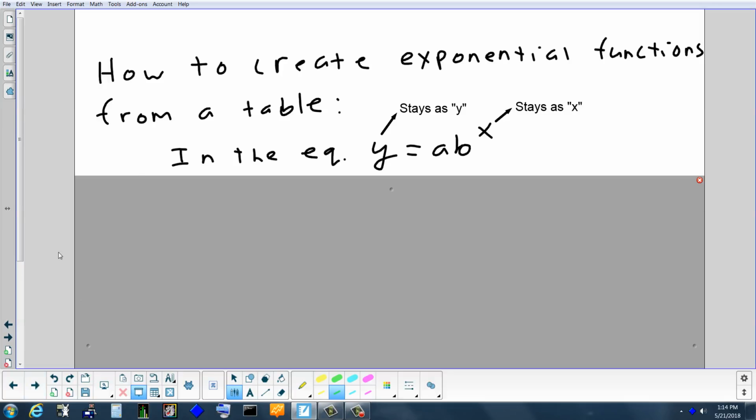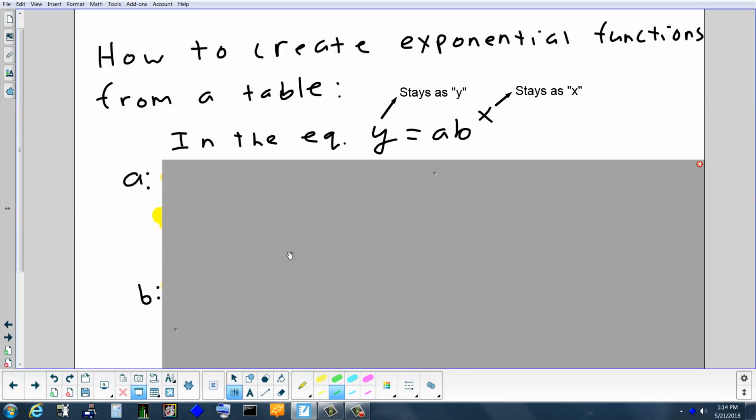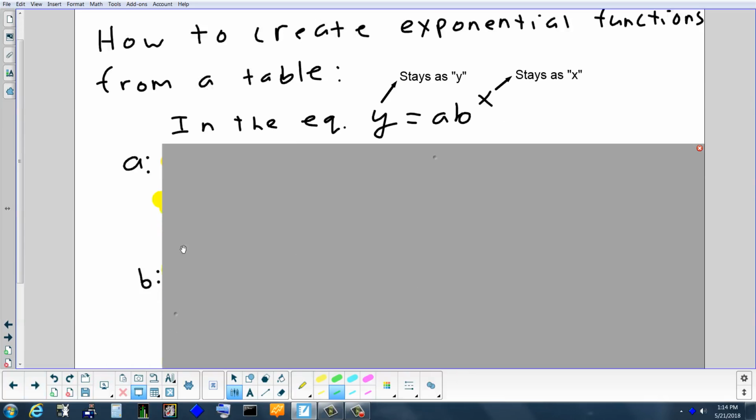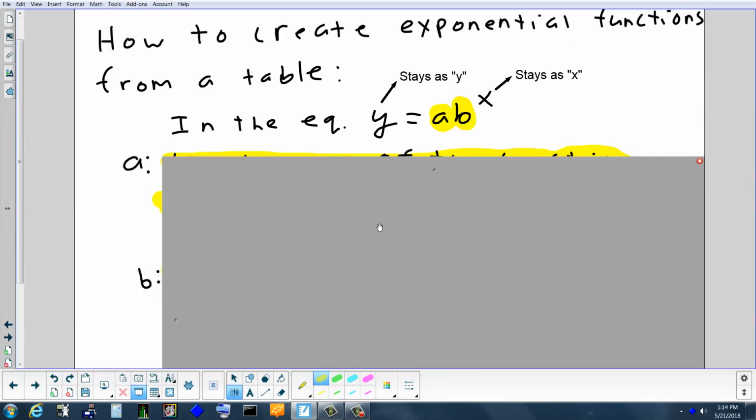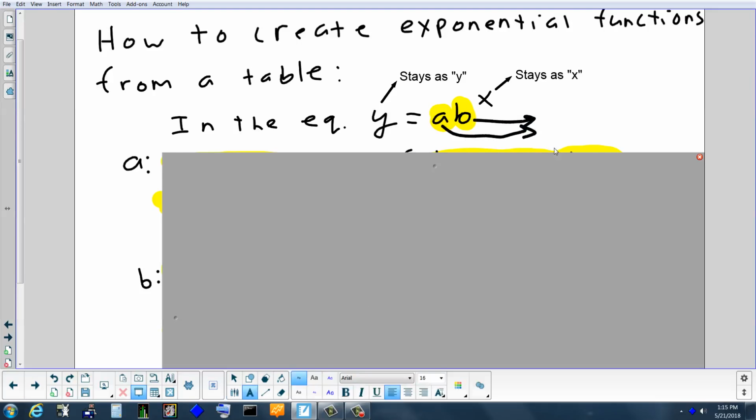There we go. Alright, so now we want to create, like we talked about, the first thing we want to do: how to create an exponential function from a table. Alright? So this is where you're going to get your a and b. There's our function, y equals a times b to the x. Just like if we looked at a graph and said write the equation in slope intercept form of the line, y equals mx plus b. Y stayed as y, x stayed as x. Same thing here. Y is going to stay as y, x is going to stay as x. The only thing you're going to be plugging in numbers for are the a and the b.